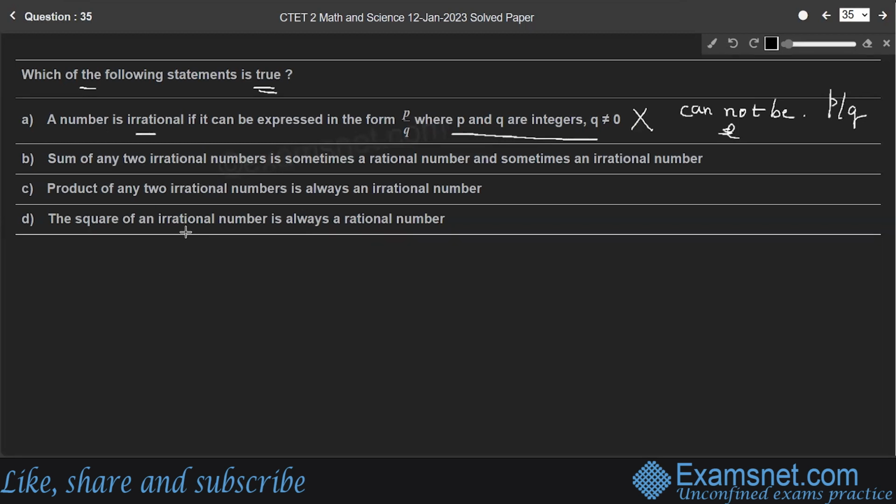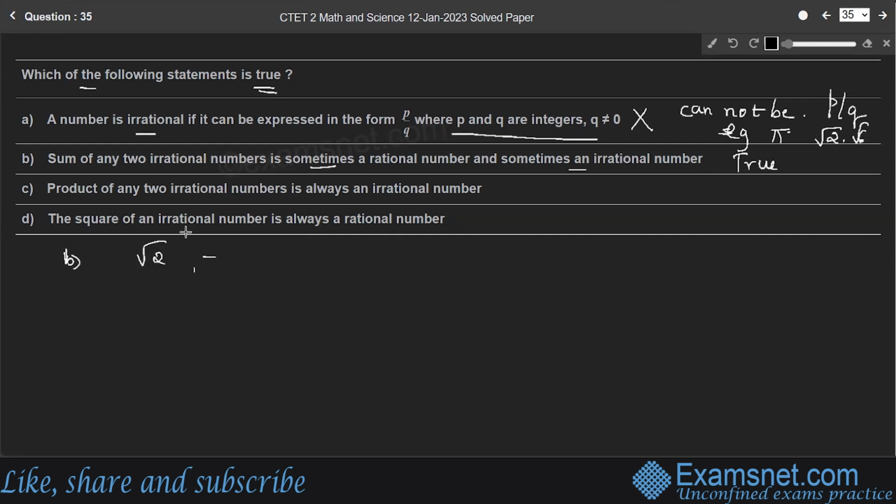So for example, pi cannot be expressed in the form of p by q, right? Root 2 also cannot be expressed in the form of p by q. Root 6, right? Such numbers are irrational numbers. Whereas option B: the sum of any two irrational numbers is sometimes a rational number and sometimes an irrational number, which is a true statement. Because we'll consider two irrational numbers.